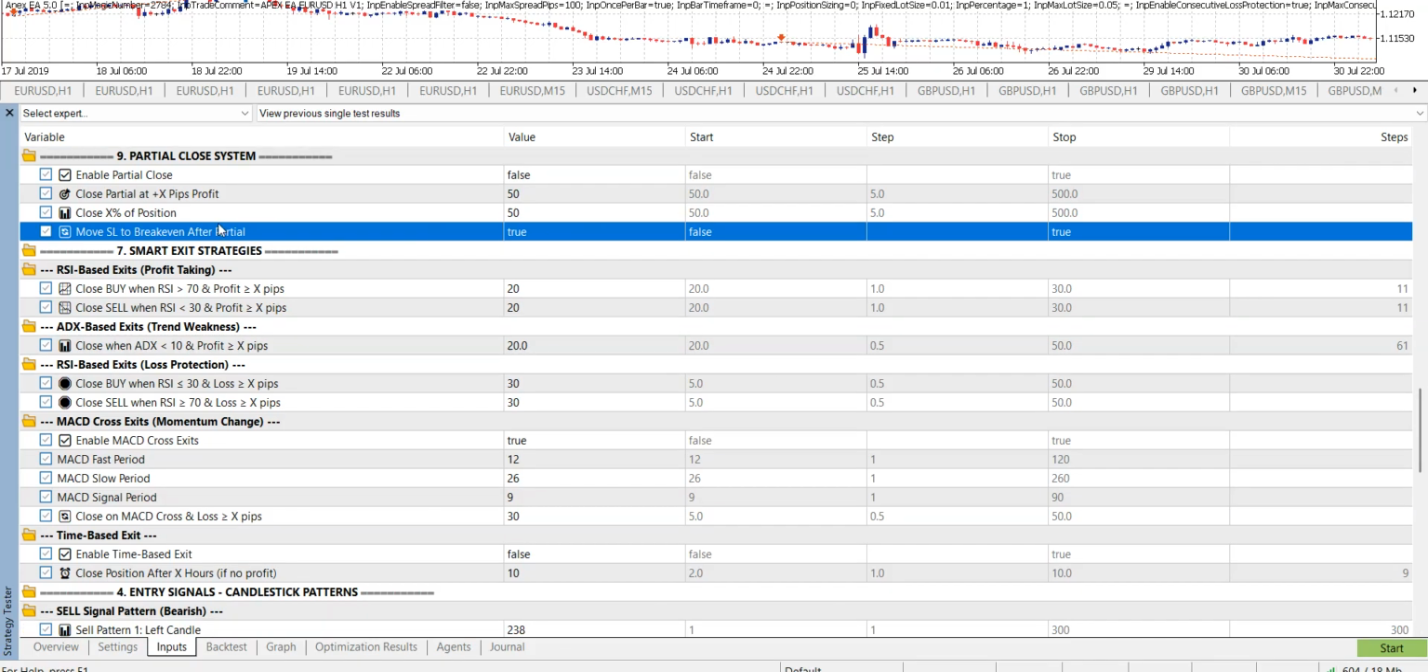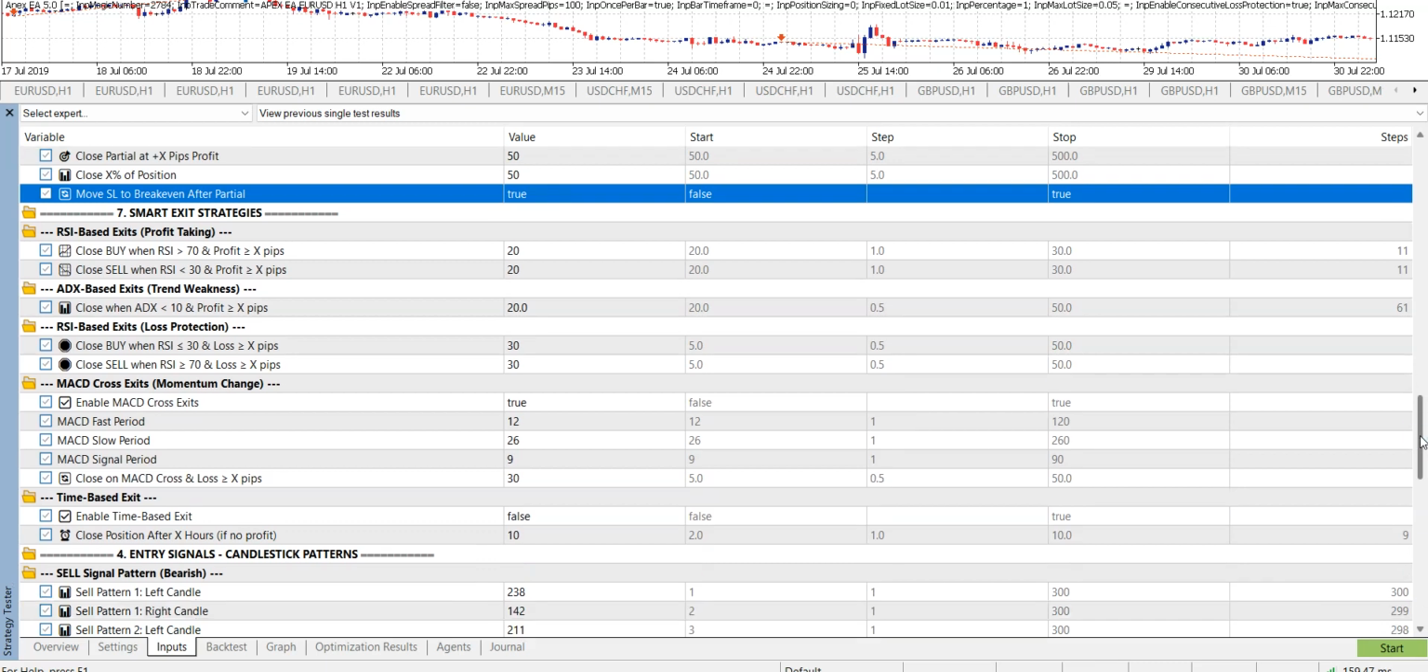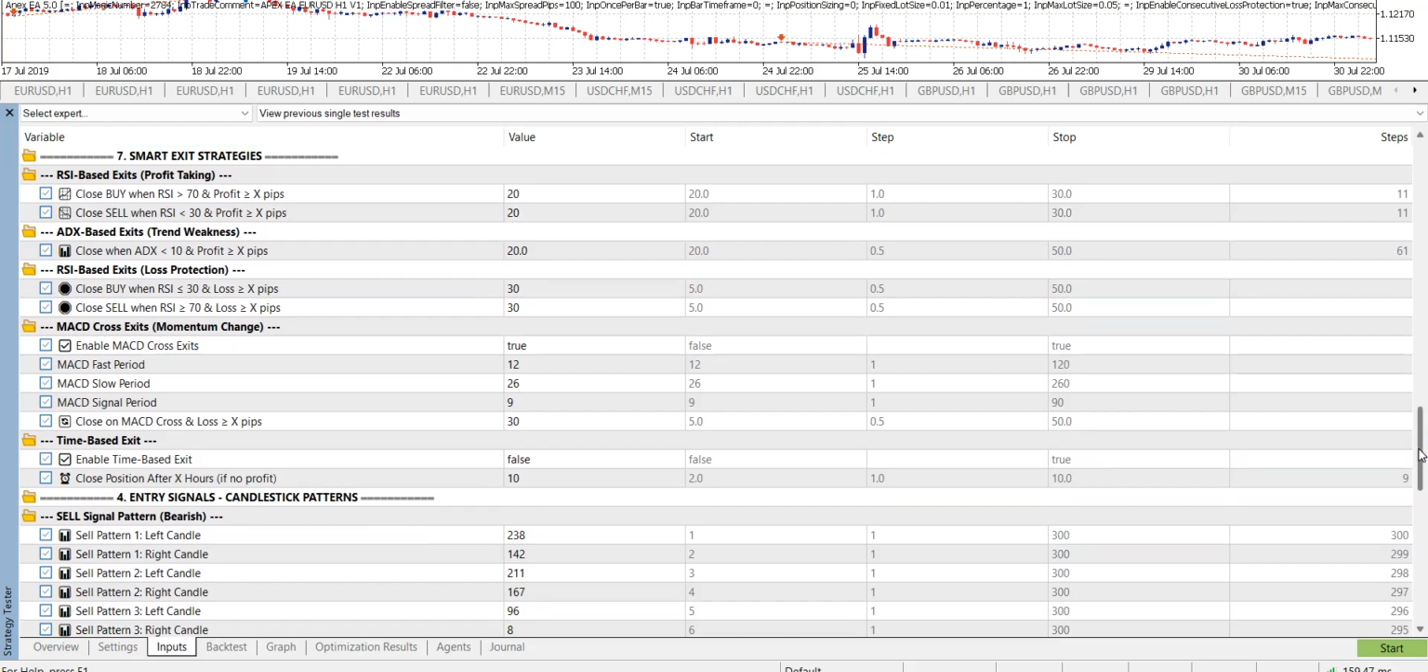After you closed the trade partially, it can move your SL to break even. What I'm also going to include in the next update is that it can move your SL to a different kind of take profit, not just break even, which is going to be even more advanced. So you can expect that.